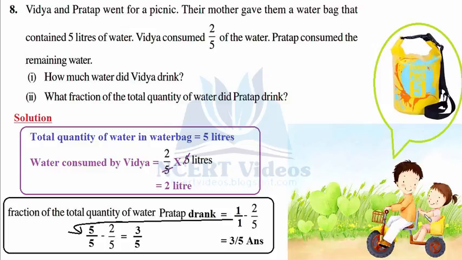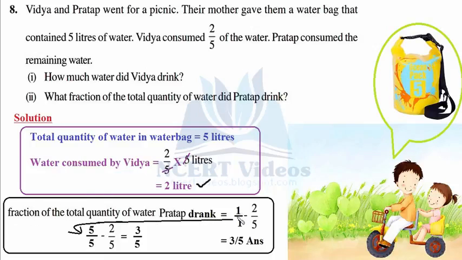So here you can visualize them, both brother and sister. Their mother gave them 5 liters of water. So the total quantity in the water bag is 5 liters, as you can see. Consumed by Vidya is 2 by 5 of that 5 liters. So 5 and 5 cancel, cutting opportunity. So 2 liters. The answer is 2 liters. Vidya drank 2 liters. Now what fraction did Pratap drink?